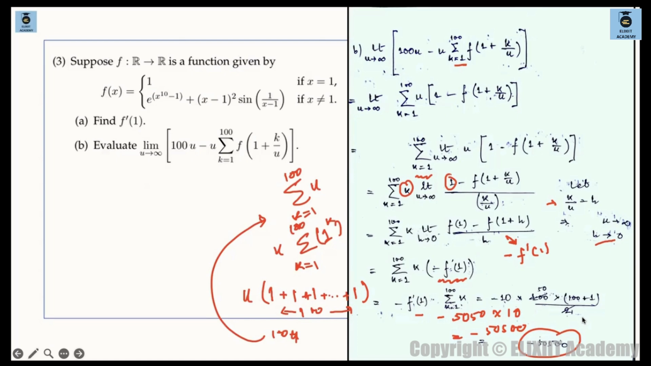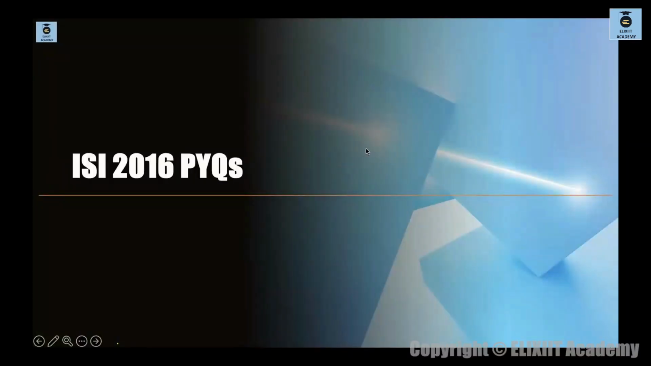ठीक है, तो द ओनली थिंग फॉर दिस क्वेश्चन वॉज, ये केयरफुली ये जो 100u है, वी हैव टू टेक दिस आउटसाइड, फिर क्वेश्चन क्लियरली हो जाएगा, फिर फ्लो में आ जाएगा क्वेश्चन पूरा. सो ओनली थिंग वाज टू टेक दिस 100u आउटसाइड एंड देन सॉल्व इट. ठीक है, okay, next we move on to 2016 PYQs.